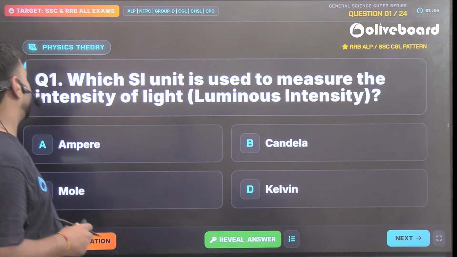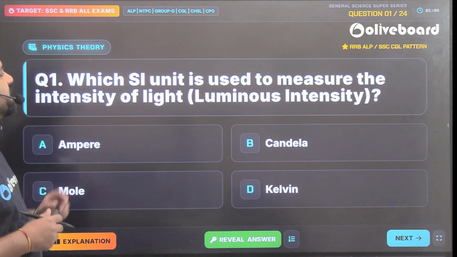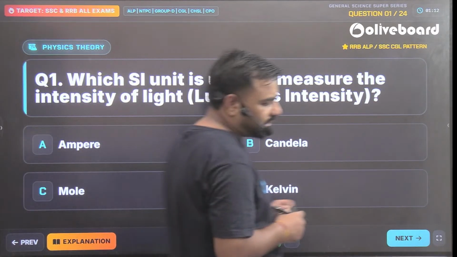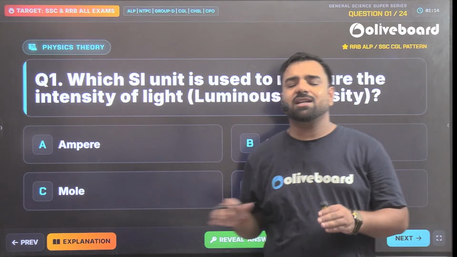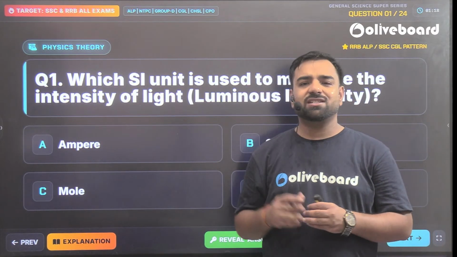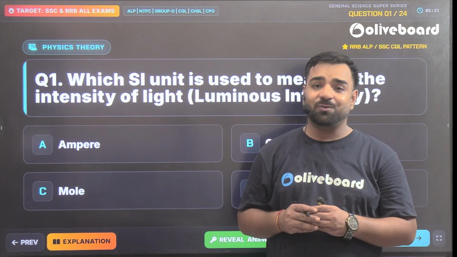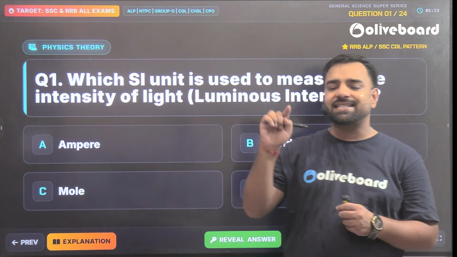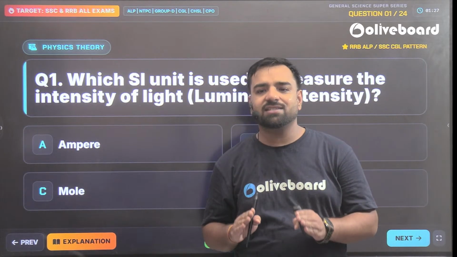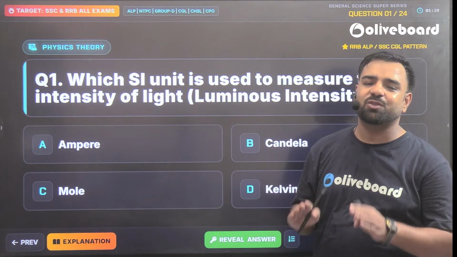The first question is in front of you. Which SI unit is used to measure the intensity of light? I'm talking about the luminous intensity. This question can be easily answered if your basics from physics are clear. The first chapter in physics is units and measurements, where we know there are 7 fundamental quantities. Out of those 7, the question is regarding luminous intensity. What do you think should be the correct answer?